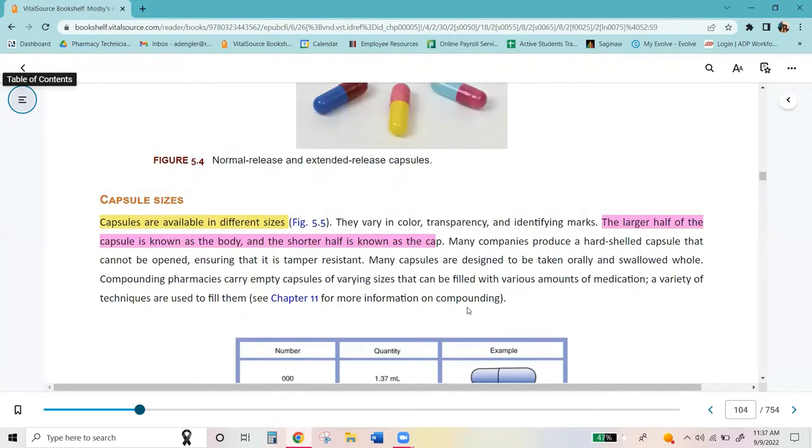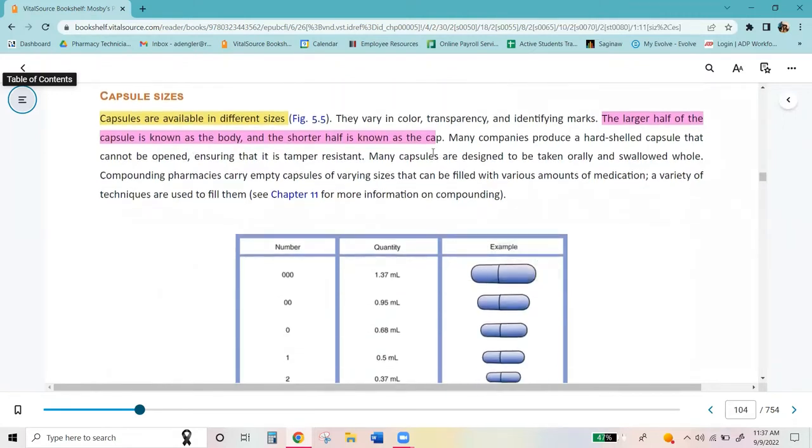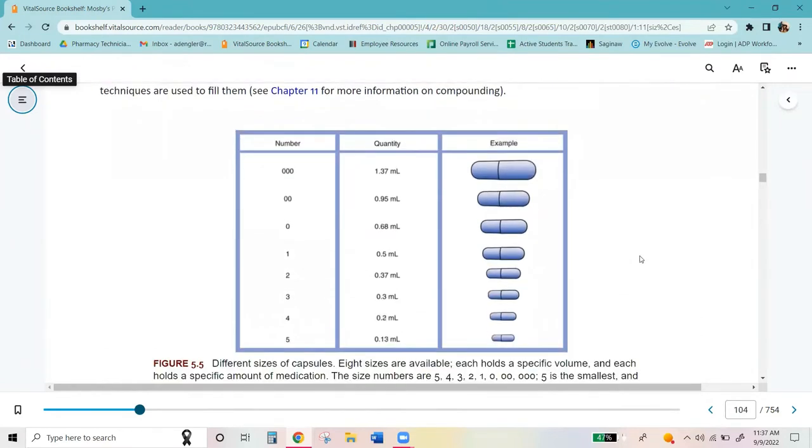Capsules are available in different sizes. The larger half of the capsule is known as the body, and the shorter half is known as the cap. Here is a chart showing what the number of the capsule is and the size. So the smallest number, 000, is actually the longest or biggest capsule. The highest number, 5, is the smallest capsule. And here is the quantity that the capsule can hold.